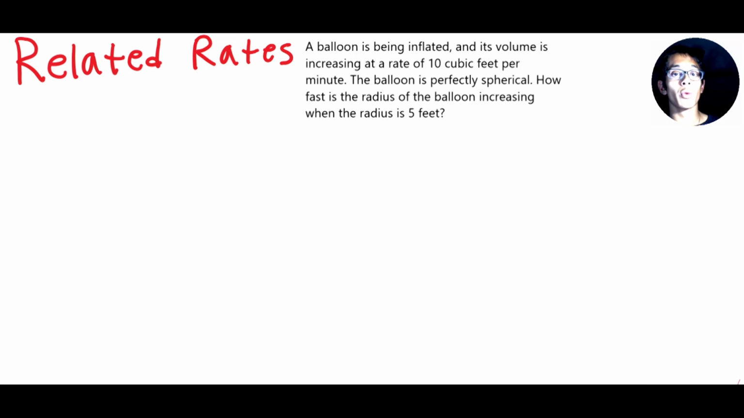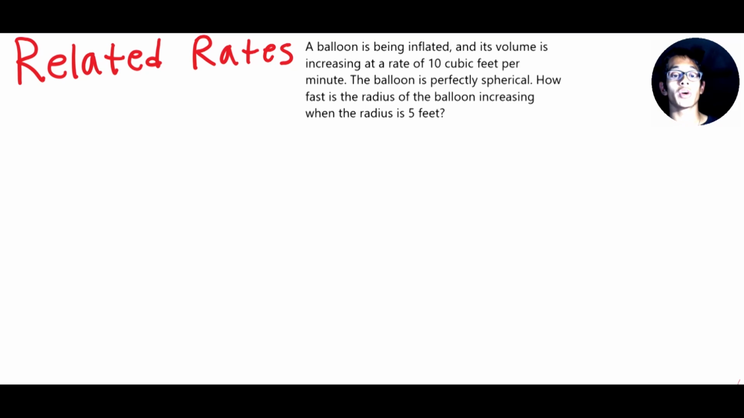Let's work through a word problem now. A balloon is being inflated and its volume is increasing at a rate of 10 cubic feet per minute. The balloon is perfectly spherical. How fast is the radius of the balloon increasing when the radius is 5 feet? So this problem is going to use a lot of the same principles as our last problem.